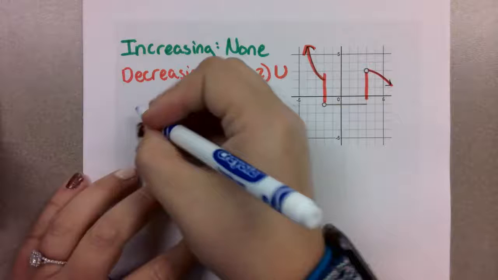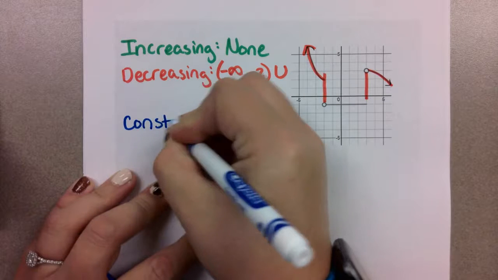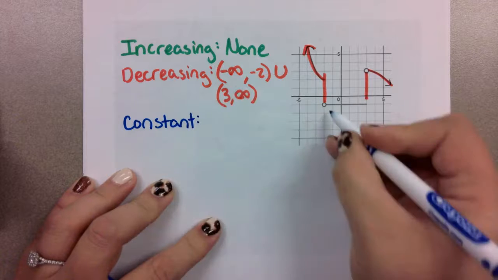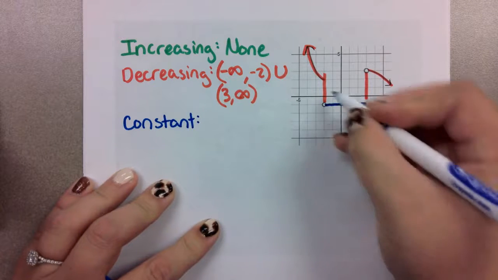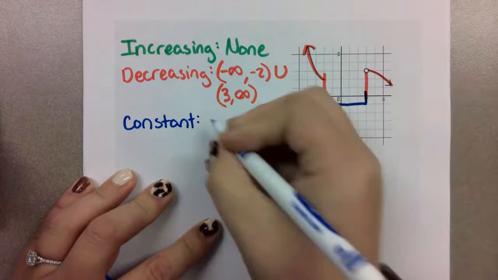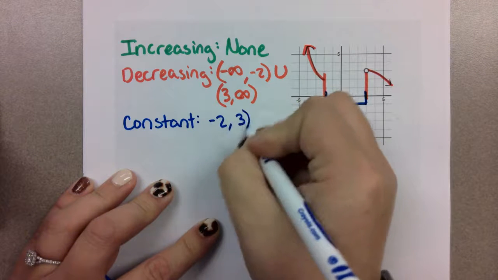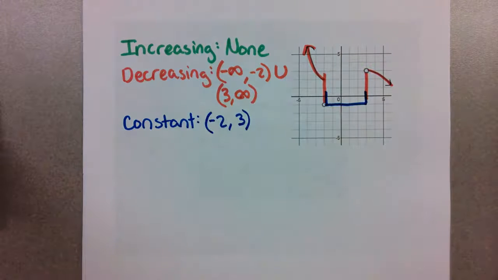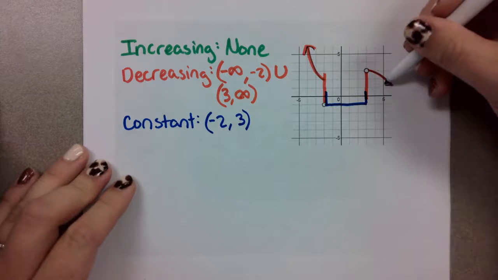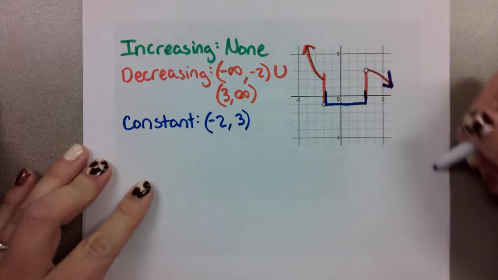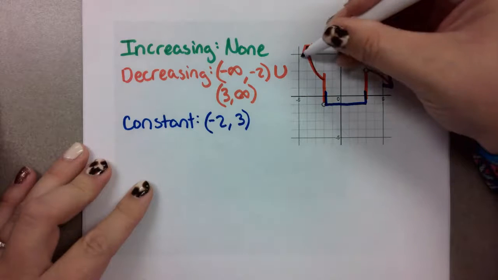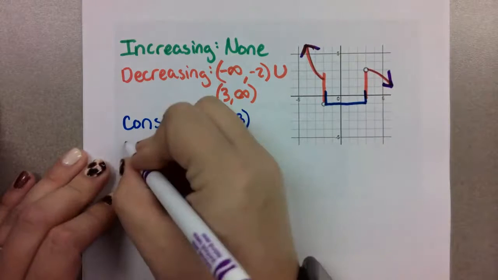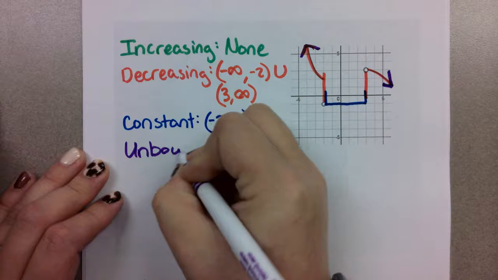And then constant. We're constant right through this section. That is negative 2 to positive 3. There we go. Next up, we'll talk boundedness. Well, we're not bounded below because this arrow means it goes down forever. We're not bounded above either, so we'll say unbounded.